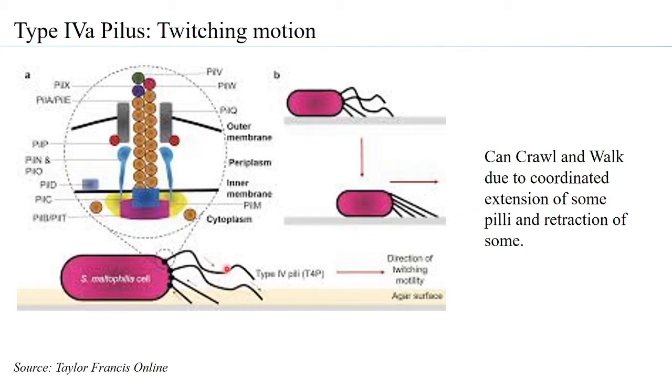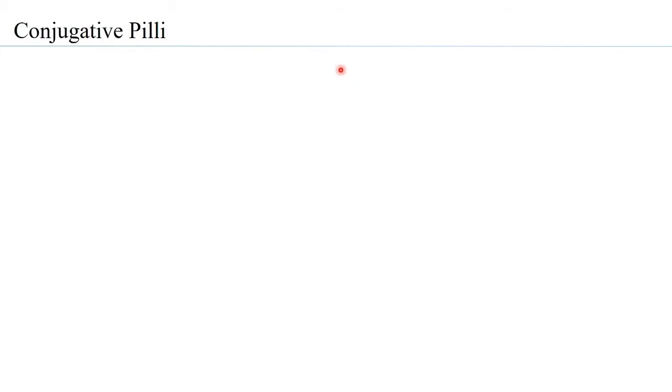So when the type 4 pili associates with the surface, this association of the type 4 pili with the surface actually decides the direction in which the motion is going to take place. So this is what one understands by twitching motion, and the twitching motion of bacteria is associated not with flagella, it is associated with pili or fimbriae for that matter.